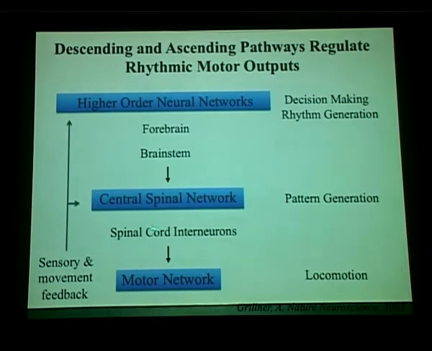So basically, I don't want to repeat that, but decision making and rhythm generation seem to arise from higher order neural networks in the forebrain and the brainstem. Those signals are transduced to the central spinal network, where they generate various central pattern generators that drive the orchestrated muscle contractions to generate a motor network that drives locomotion. And all those different levels of the central pattern generator can be entrained and modified by the sensory inputs from the internal and external environment, as well as the sensory inputs from the movements themselves.